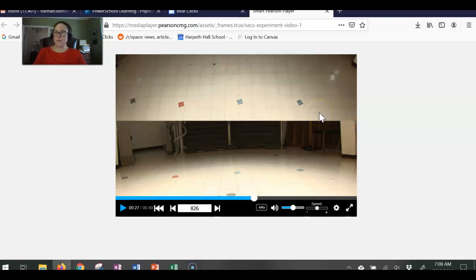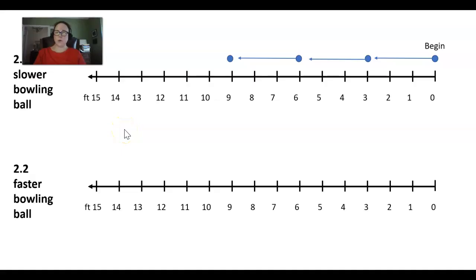That's about how far the bowling ball is moving every second. Let's go and create a motion map for this type of motion where the bowling ball is moving a little faster. Okay, so I set up another axis and put a scale on it, similar to the way I started for the previous motion map.